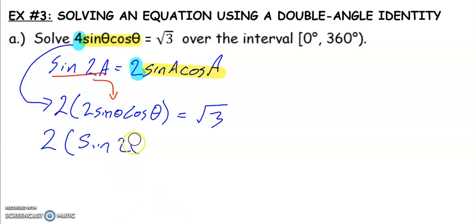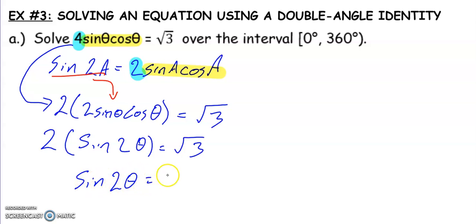I'm trying to see what variable we're using. Are we using x or theta? And we're using theta. So 2 times sine of 2 theta equals radical 3. Let's go ahead and get the sine of 2 theta by itself again. So I'm going to divide both sides by 2. So sine of 2 theta equals radical 3 over 2.